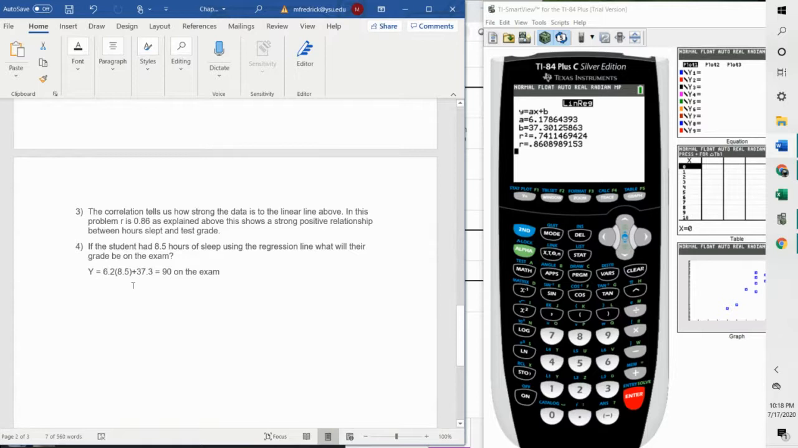6.2 times 8.5 plus 37.3 is 90 on the exam. So if you get 8.5 hours of sleep, you'll probably get around a 90 on the exam.